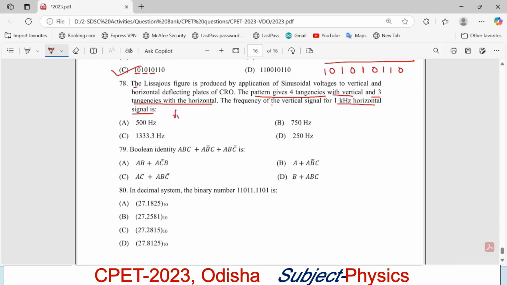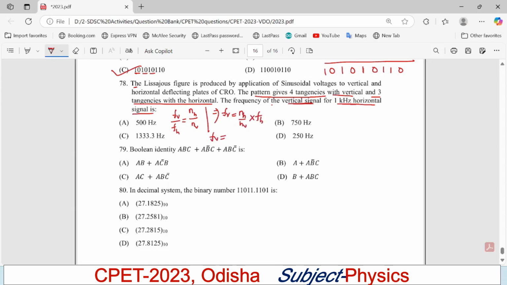frequency of vertical by frequency of horizontal is equal to node of horizontal by node of vertical. So that implies in this question, vertical signal given, frequency of vertical signal asked, given that 1 kilohertz horizontal signal. So we have to find out FV, which is nothing but NH by NV into FH. Okay, so FV will be equal to, this is NH.